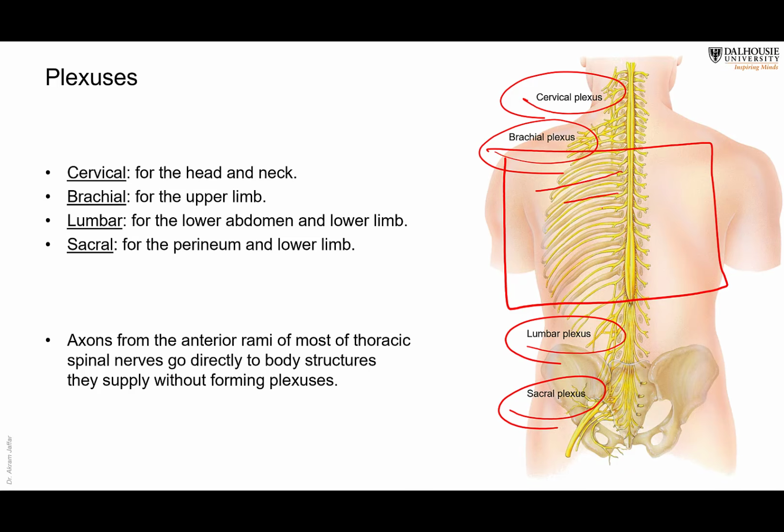They supply the skin, and muscles are supplied segmentally. There is no mixture. There is no exchange of fibers between them. And the plexuses are formed by anterior primary rami of spinal nerves, not posterior. The posterior primary rami are for the erector spinae muscles and a very narrow area of skin of the back.